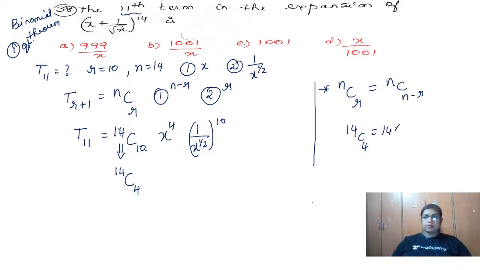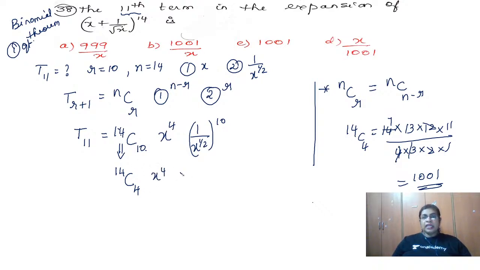Okay, so 14C4 means how to find the 14C4 value. 14, I am reducing 4 times. So 14, 13, 12, 11, 4 times, divided by 4 into 3 into 2 into 1. So 4 3s are 12 will get cancelled. 2 1s are 2, 7 2s. So here you are getting, this is nothing but 1001 answer. Okay, so this is X to the power 4 into 1 by X to the power 1 by 2 power 10, which means it is X to the power 5. So X to the power 4 will get cancelled, only 1 X will remain. So therefore T11 is equal to 1001 whole divided by 1 X, which is remaining in the denominator.